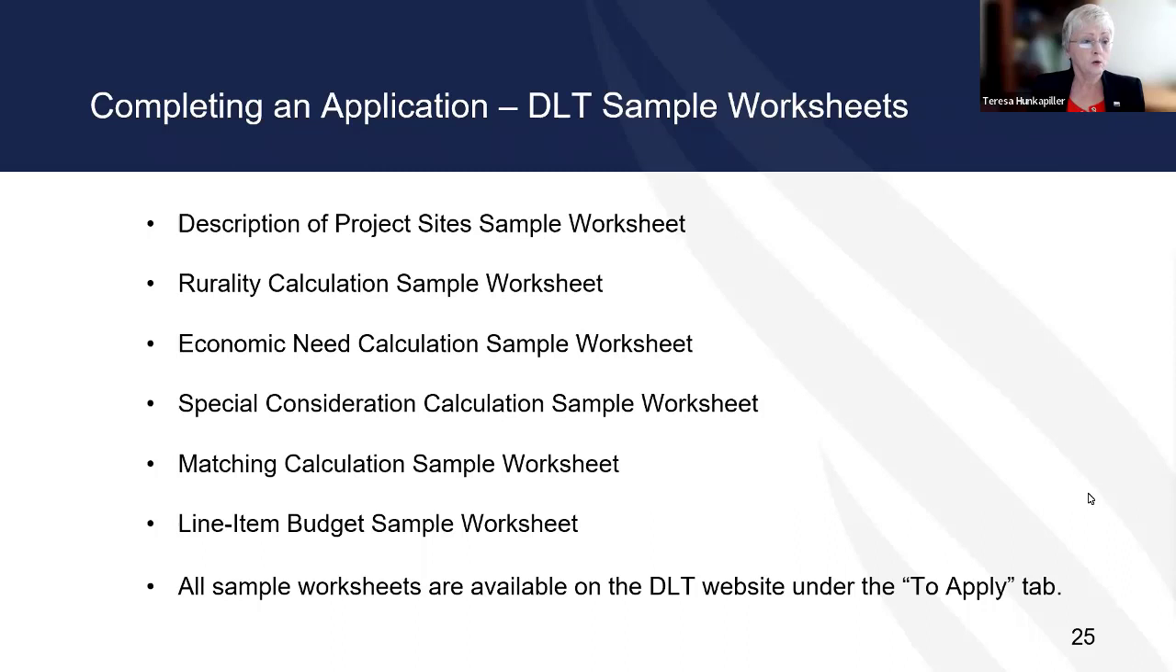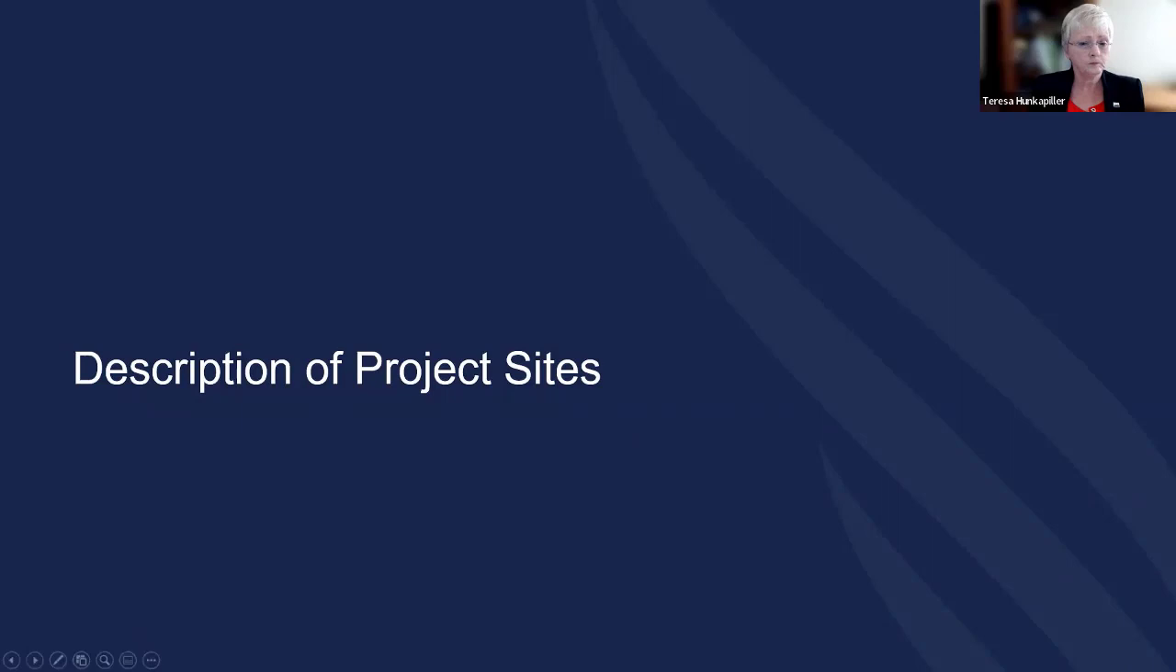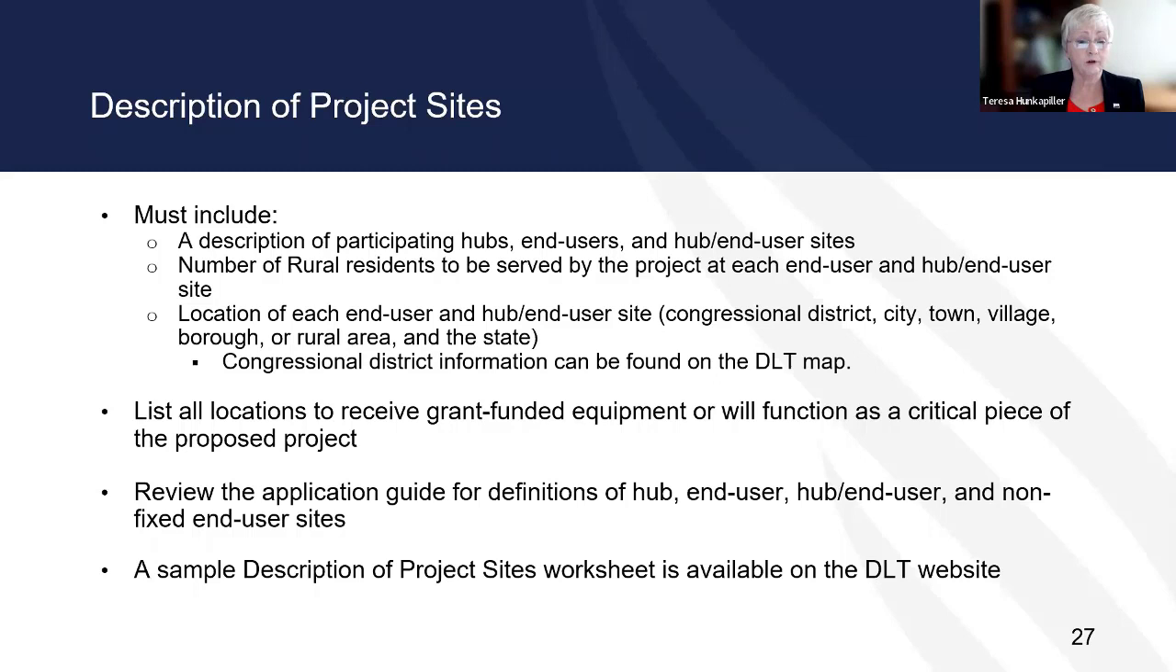And let's get into the description of project sites. The project sites are anything that is going to be involved in this project. We need you to give us the hubs, the end users, and the hub end users. I'll define those, and those are defined in several different places. The hub is where the content or the service being rendered comes from. It's either the university or the hospital. It's where service begins. The end user is where the person receiving the benefit resides.